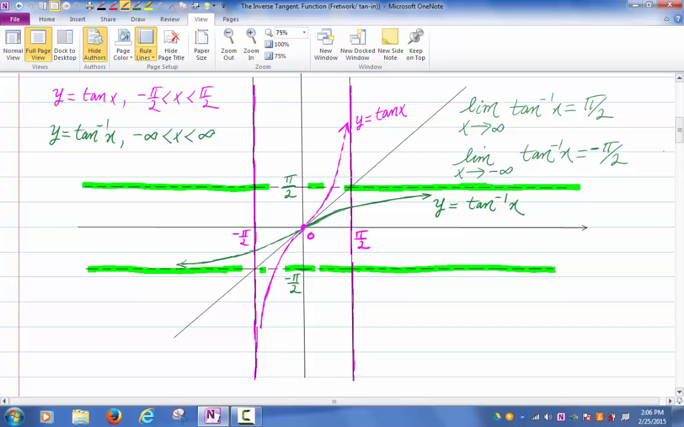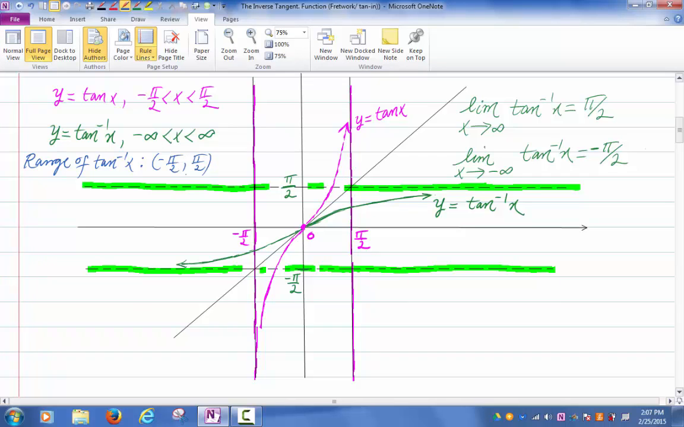What would be the range of tangent inverse? Can someone tell me? The range of tangent inverse would be the restricted domain of tangent that we picked to make it one-to-one. Right? So maybe I should write that down. Range of tangent inverse of x is from negative pi over 2 to positive pi over 2. Okay, so that's the range of tangent inverse.